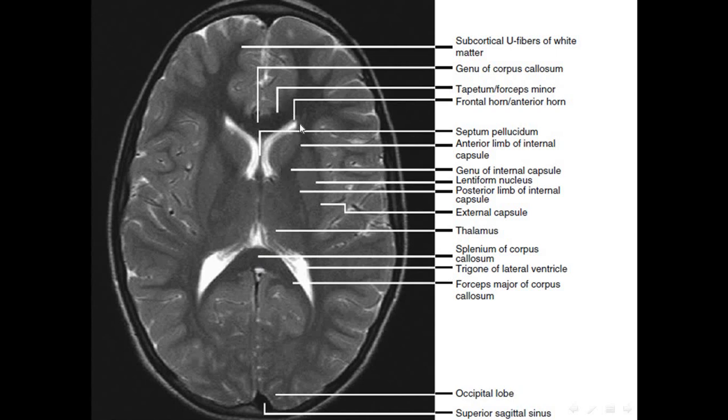And then we have the internal capsule. This is the anterior limb, the genu, and the posterior limb of internal capsule. Here we have the forceps major of corpus callosum. These are also white matter tracts. They are coming out from the splenium of corpus callosum. And here we have the forceps minor. We will see these structures better on tractography and DTI images.